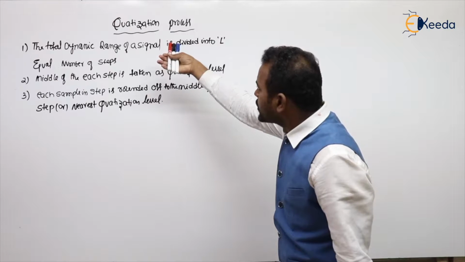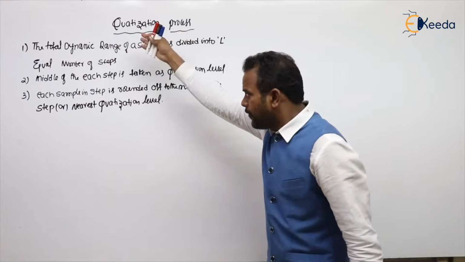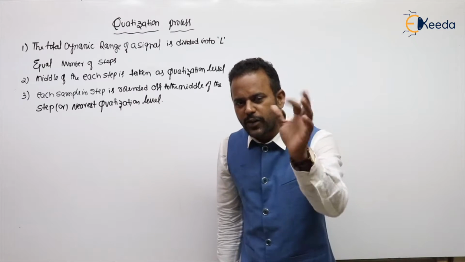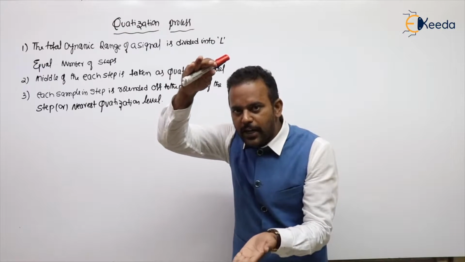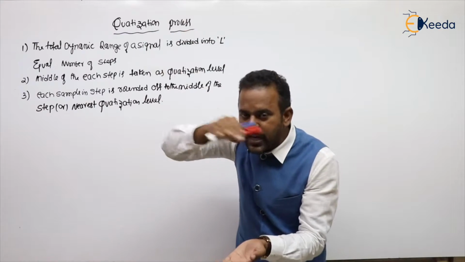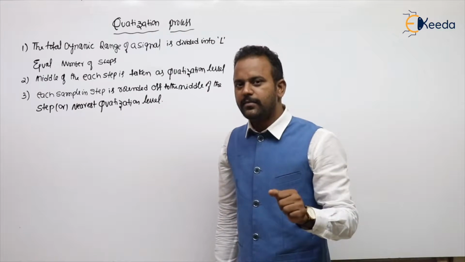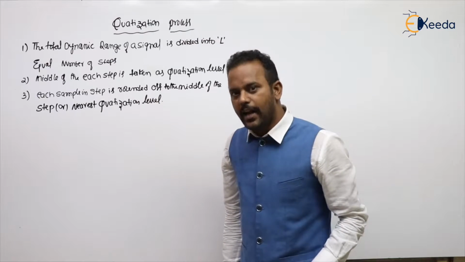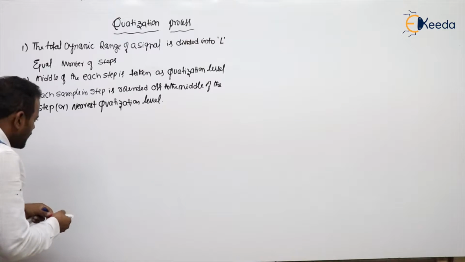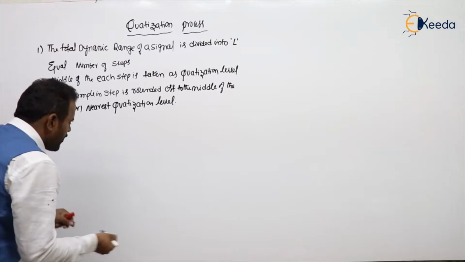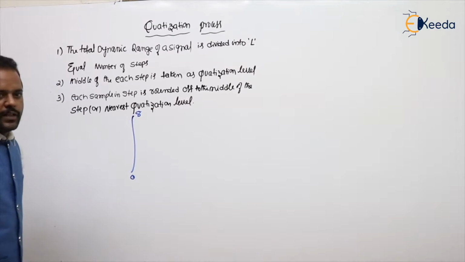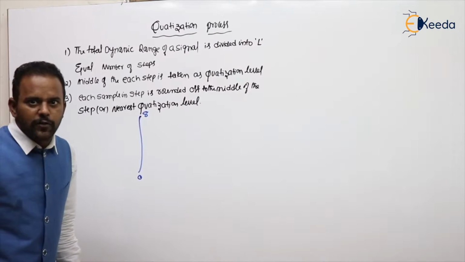What is the quantization process? I have given 3 points there, and that is nothing but the quantization process. What is the first point? The total dynamic range of a signal is divided into L equal number of steps, where L is called the number of quantization levels. For example, suppose the total dynamic range of a signal is from 0 to 8. This is the total dynamic range of a signal.